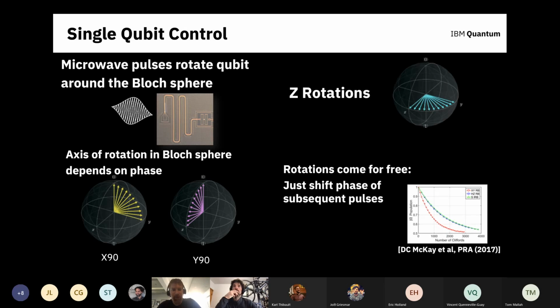What about z rotations? Well, we can combine x and y rotations together to get z rotations, but it turns out we can actually compile the z rotations away in software, because z rotations just change the phase of the subsequent gates. We can compile that in hardware and get the z rotations for free. So we just shift the phases of the subsequent pulses, and we can show using randomized benchmarking that you get an average lower error rate. So this is actually how things are done on the back end.